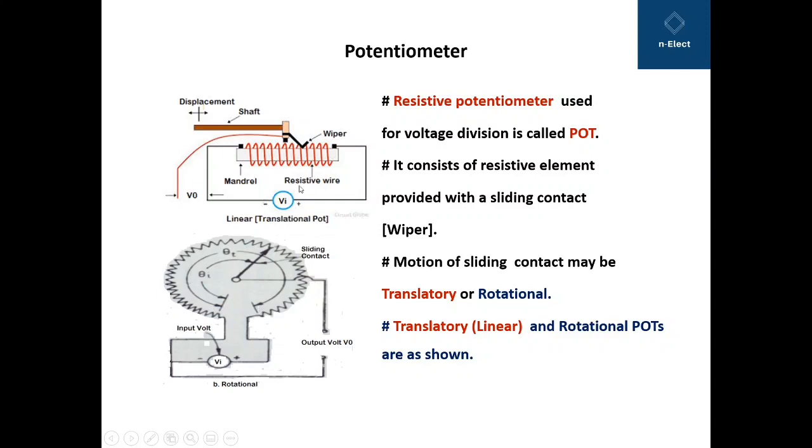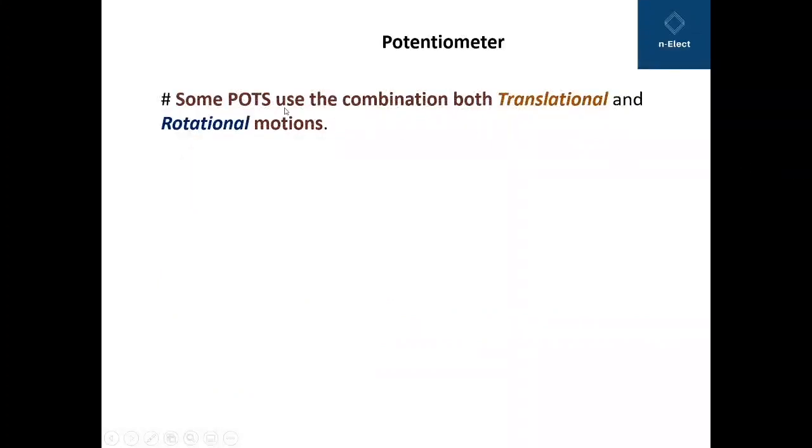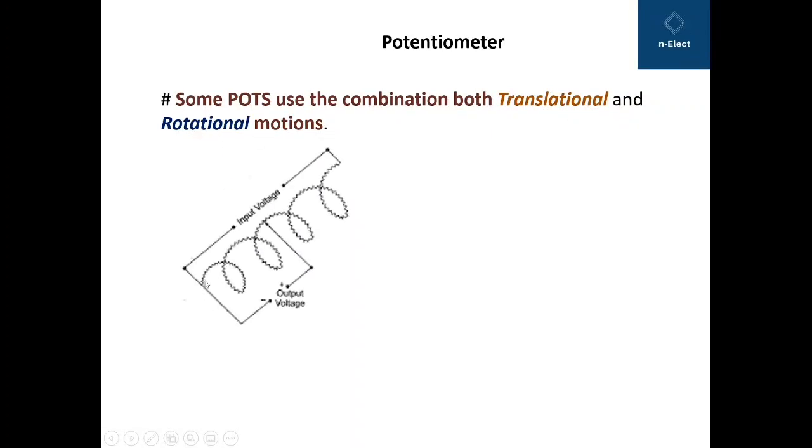So this is a linear or translational pot because linear motion is there so far as the wiper is concerned, and here rotational motion is also there. In some of the pots both types of motion occur in a single unit. So some pots use a combination of both translational and rotational motion. This is that kind of pot.